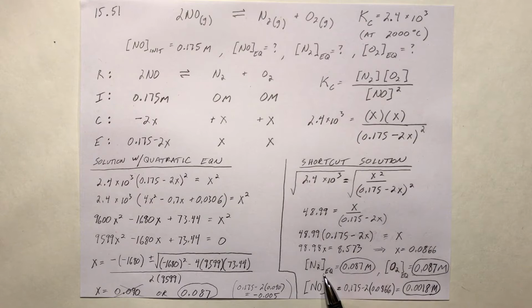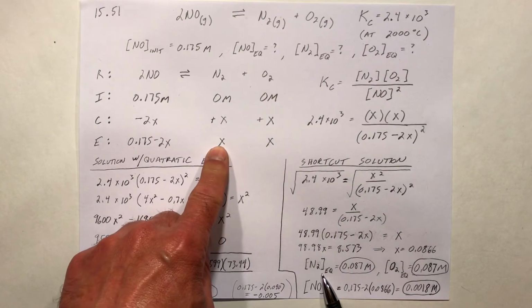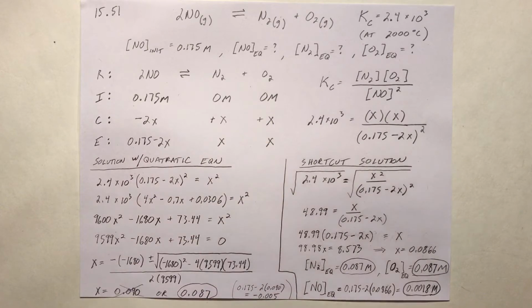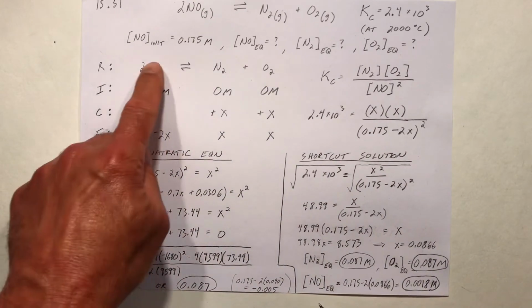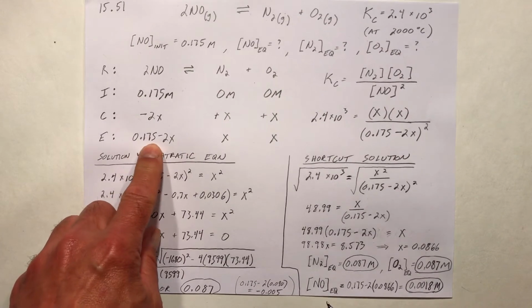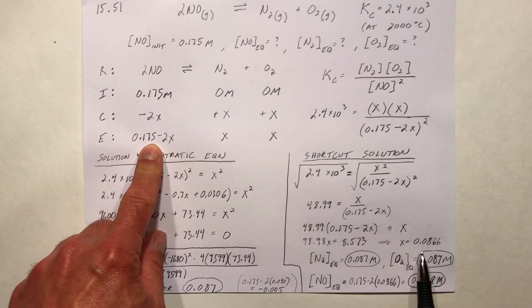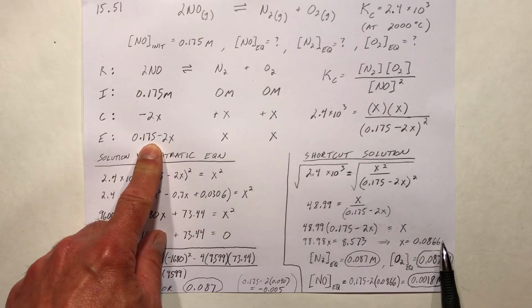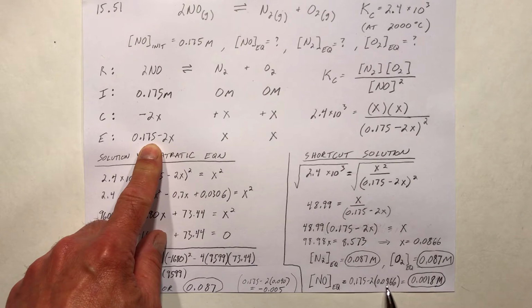So we know the equilibrium concentration for N2, which is x, is equal to 0.087. And for O2, it's 0.087. And for NO, now notice that we have 3 decimal places here. So I think it's a good idea that we don't just say 0.087. Let's say 0.0866. And when you do that, you end up with 0.0018 molarity, which rounds to 0.002.